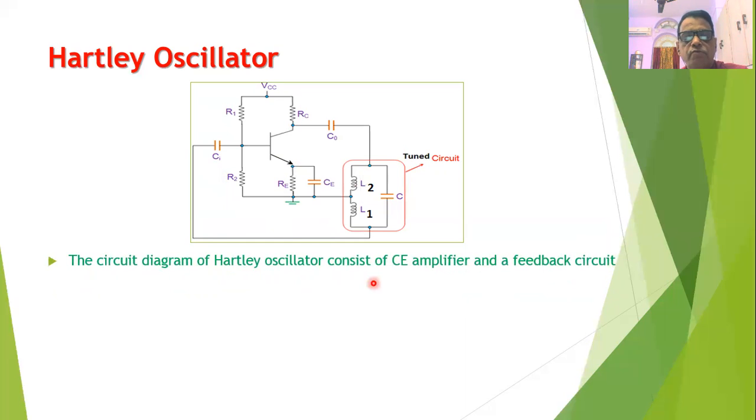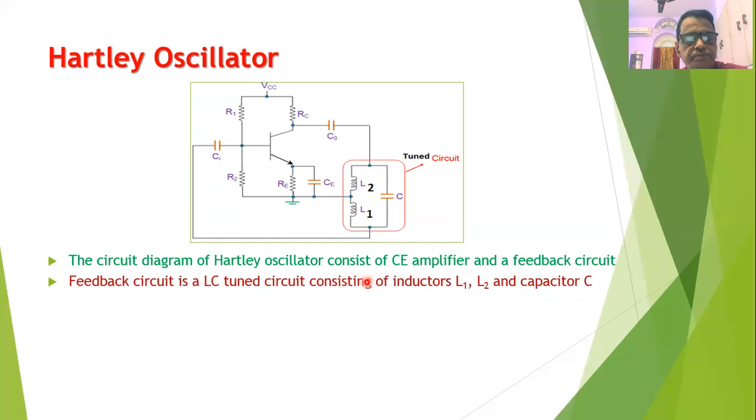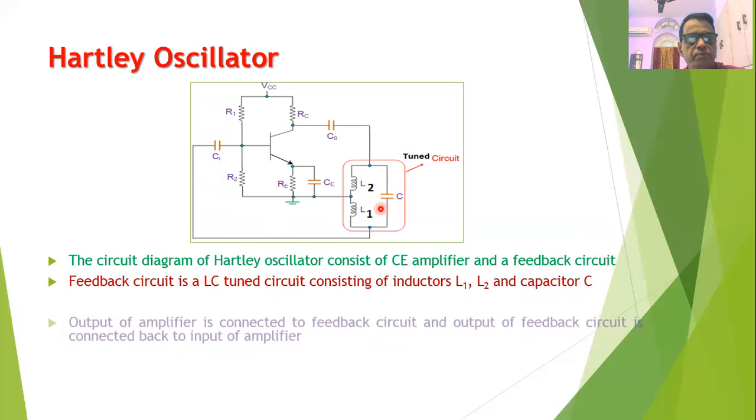The feedback circuit is a tuned circuit which consists of two inductors L1 and L2 and one capacitor C connected as shown in the figure. So the circuit diagram for the Hartley oscillator would consist of a CE amplifier and a feedback circuit. The feedback circuit is an LC tuned circuit which consists of two inductors L1, L2 and one capacitor C connected as shown in the figure.